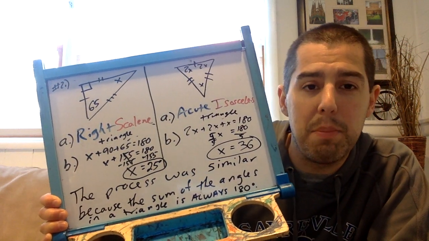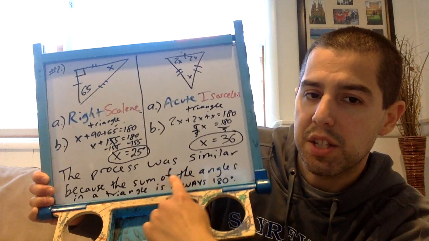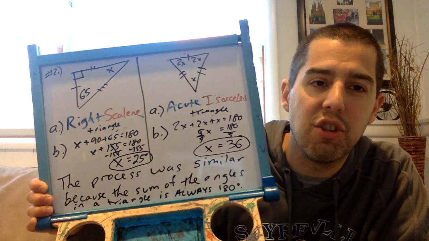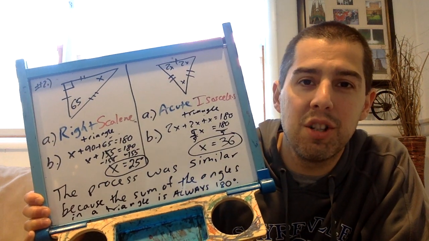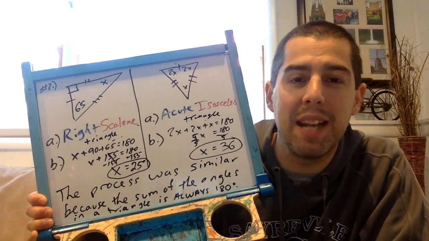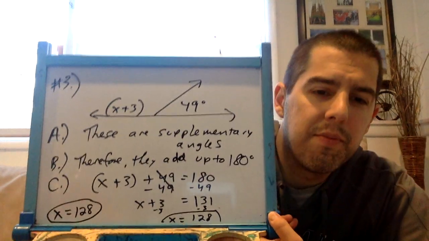What was similar about both of these problems, even though they were different types of triangles, is that the sum of the angles in a triangle is always 180 degrees. So no matter what the triangles look like, figuring out the missing value will always be the same because you make an algebraic equation equal to 180 degrees.